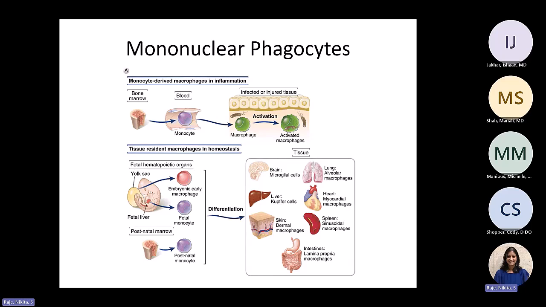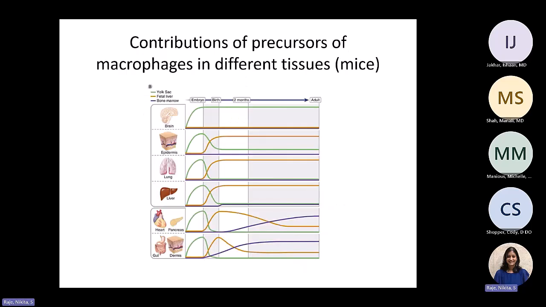So, sorry about that. So some of these specialized macrophages reside in the tissues, come from the fetal liver, and get these special names such as microglial cells in brain, alveolar macrophages in lungs. They are called Kupffer cells in liver, myocardial macrophages in heart. There are some again sinusoidal macrophages in spleen, and so on and so forth. These are long-lived macrophages that live in those tissues.